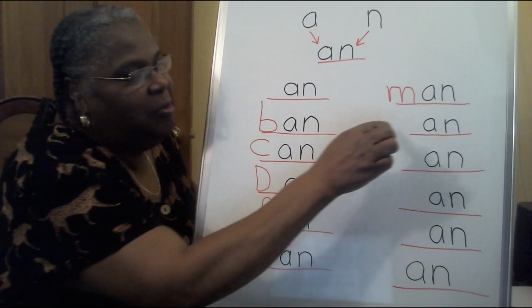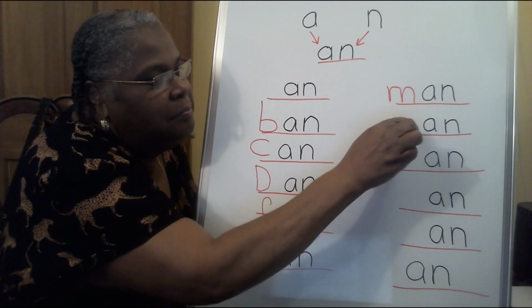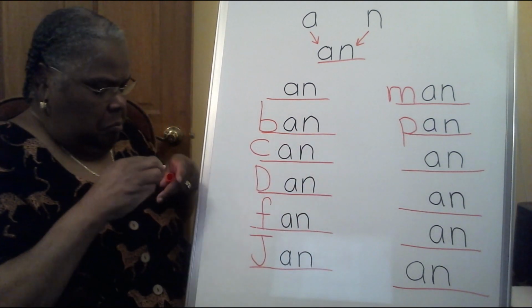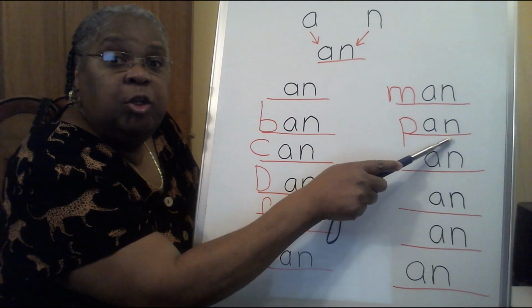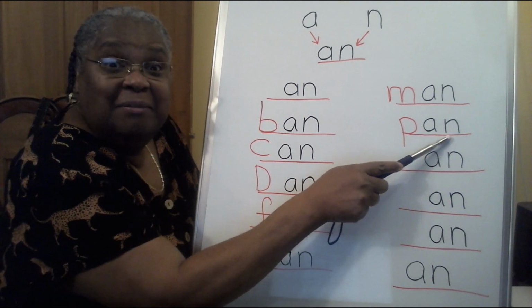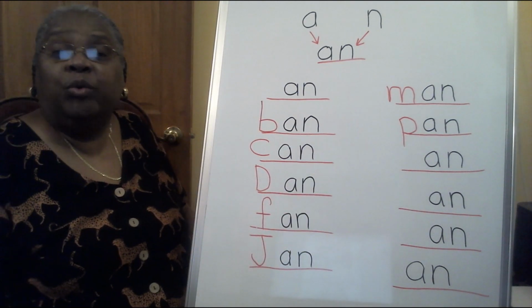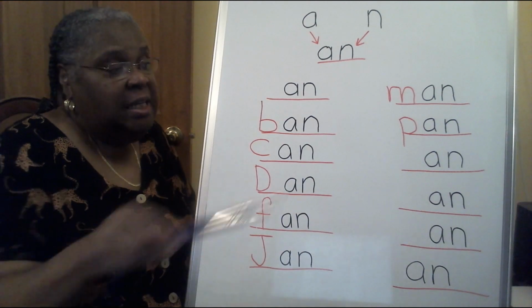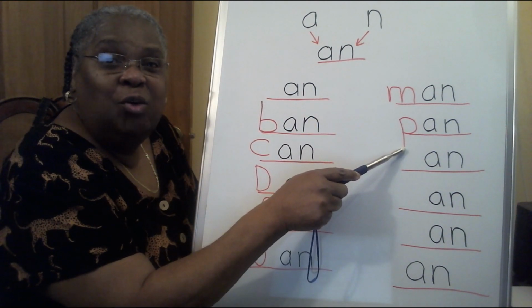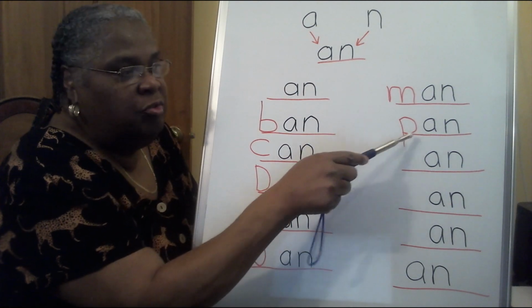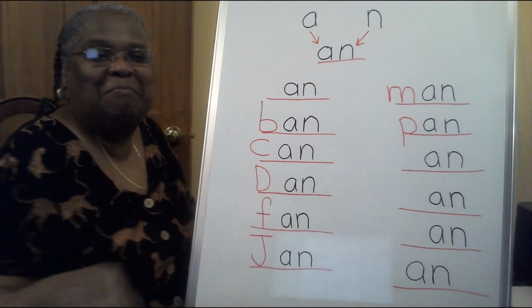When we put the letter P at the beginning of the word "and," we form the new word pan. Let us sound out the word together. Say the P sound. Now say the P sound with the word "and" together smoothly, pan.